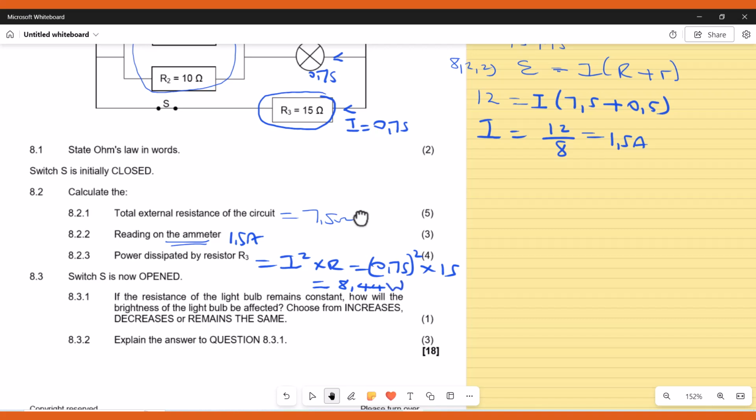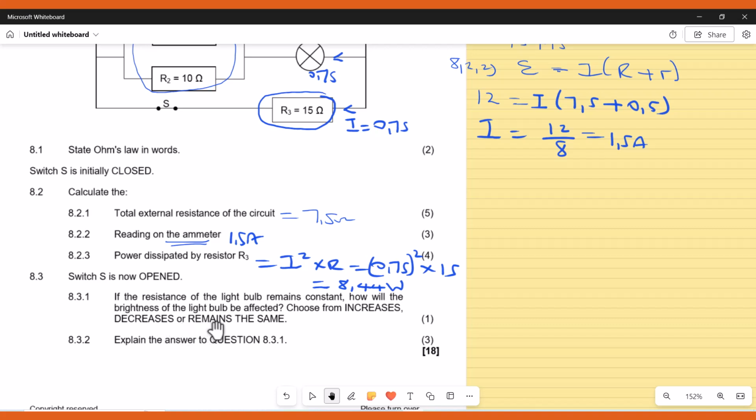Now they say that the switch S is now opened. If the resistance of the light bulb remains constant, how will the brightness of the light bulb be affected? Choose from increases, decreases, or remains the same. I repeat, if the resistance of the light bulb remains constant, how will the brightness be affected?